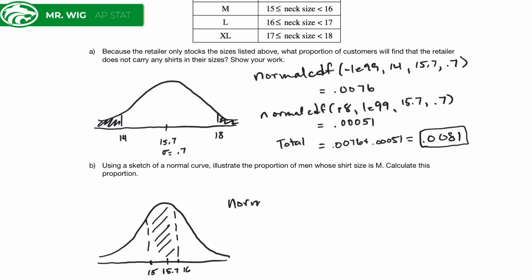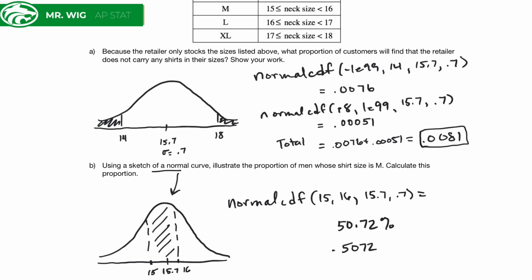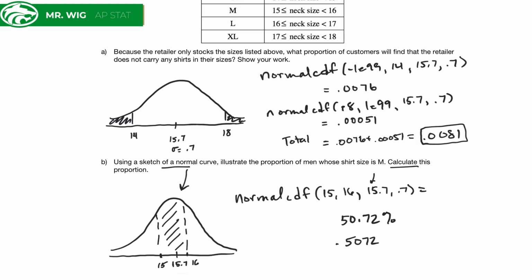And so it's normal CDF here again. We're going to do that from 15 to 16, with a mean of 15.7 and the standard deviation of 0.7. Turns out that is about 50.72 percent, or written as a decimal, 0.5072 of the shirts would be qualified as a medium size. Using the normal curve, the illustration here, that's what this is. And where it says calculate it, this is what we did here. These two pieces are required. And that's all we have for question 13.